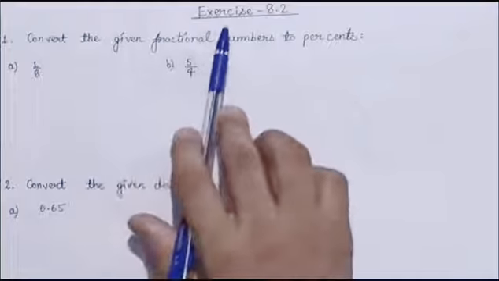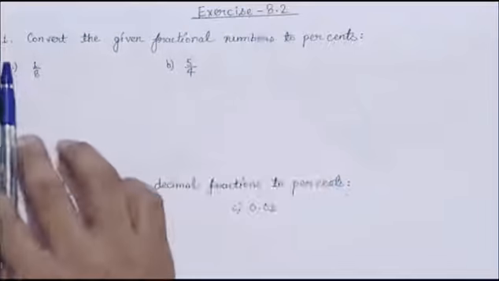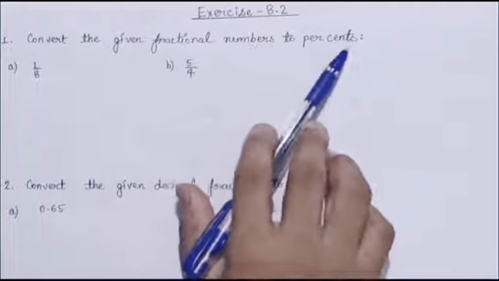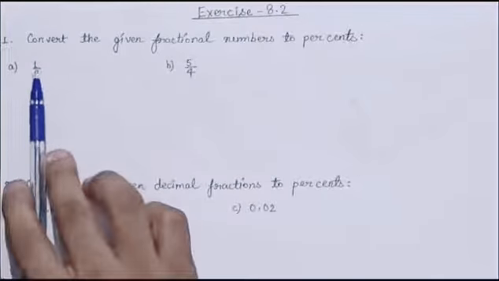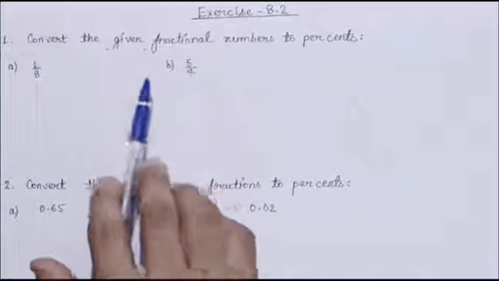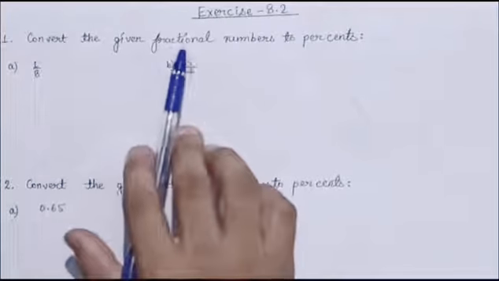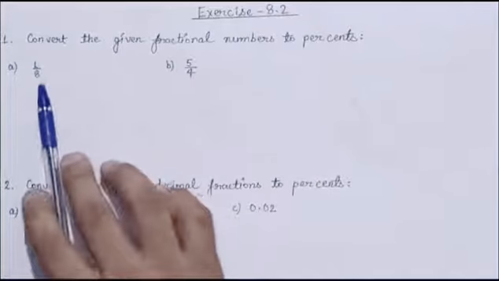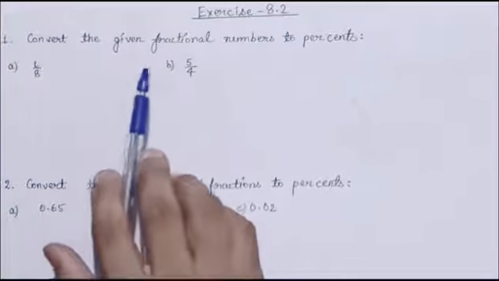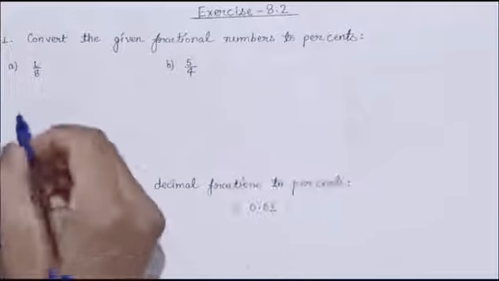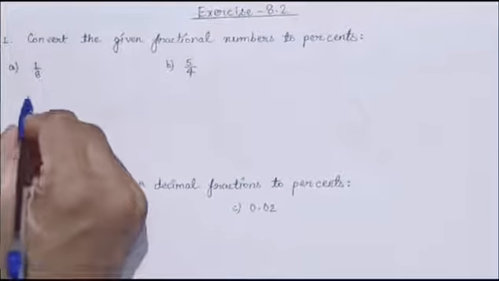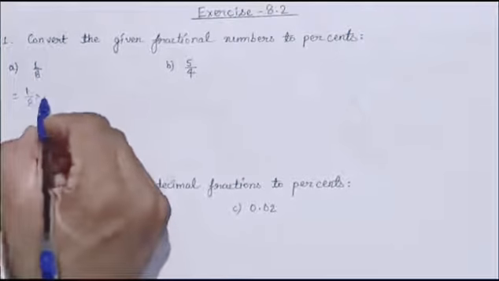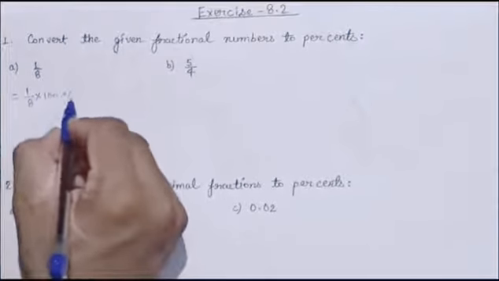Now let us move to exercise 8.2. The first question we have: convert the given fractional numbers to percents. We have the following parts, 1 by 8 and 5 by 4. So you know, when we have to convert a fractional number to percent, then what do we do? We just multiply the given fraction by 100 and put the percentage sign. So 1 by 8 can be written as 1 by 8 into 100 and then the percentage sign.